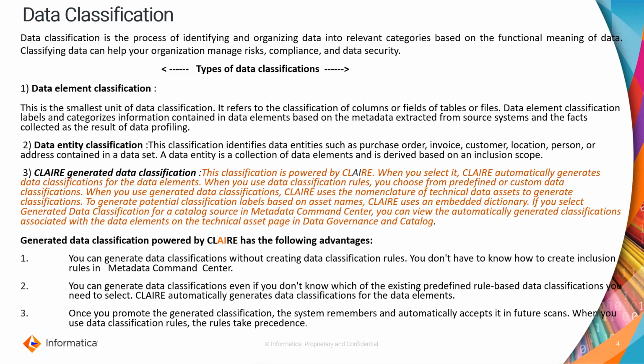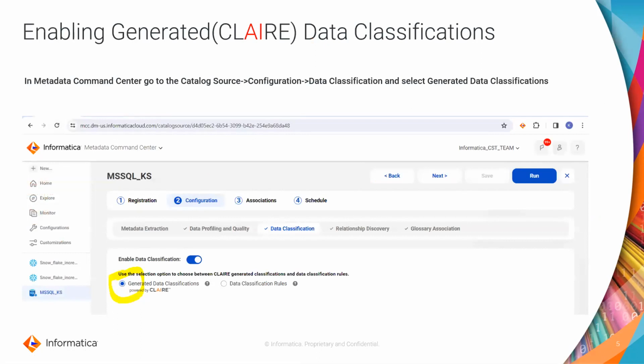Now let's take a look at some screenshots of where and how we can apply the generated data classifications before going to the demo. You will be applying these generated classifications in Metadata Command Center, under the configuration, while creating a catalog source. You just need to enable this.